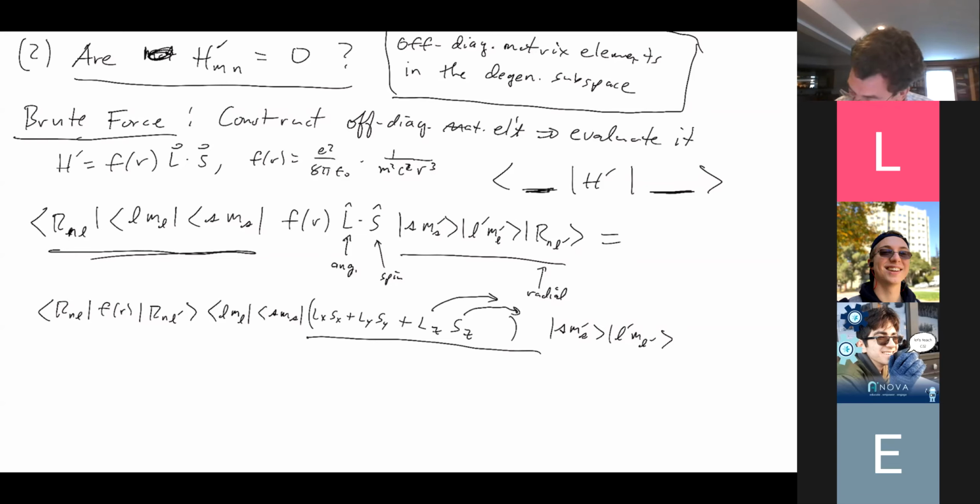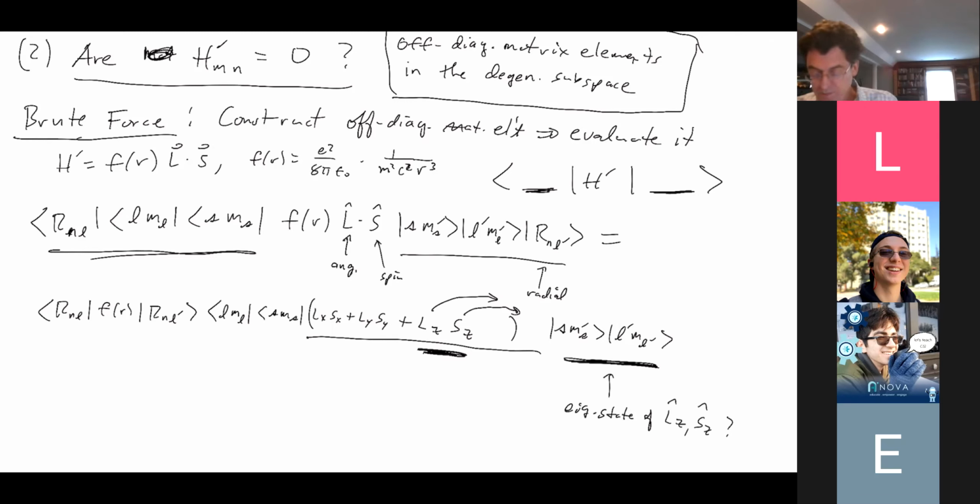So these states, when they hit these operators, let me ask you a question. Is this state an eigenstate of Lz and Sz? Yes or no? Yes, good, it is. And so that means that when Lz and Sz hit it, they're just going to give back numbers. And so this thing can then slide back through, and it's going to hit this guy on the left.